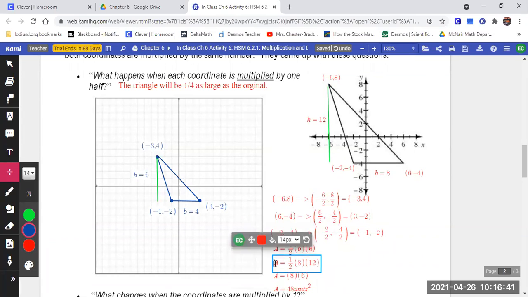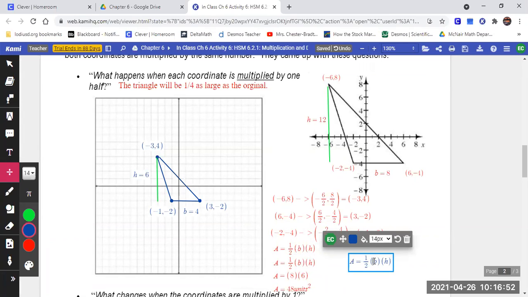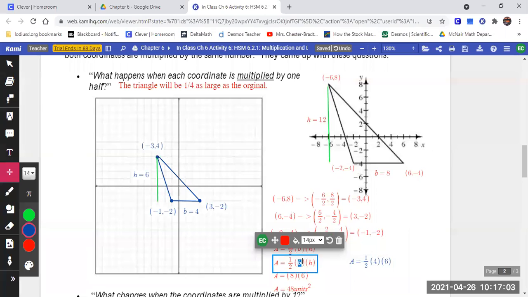Okay, so I'm going to take this one and put it over here. Base was 4 and height was 6. So we have to do half of one of those. Does it matter who we take half of? No. Take half of one of those. Tell me what you would have. What two numbers would you multiply together? It doesn't matter.